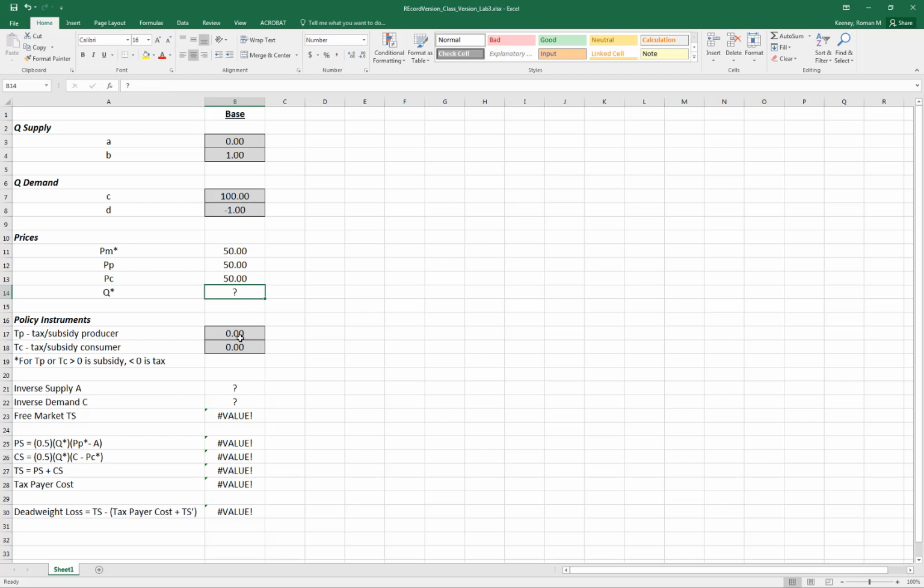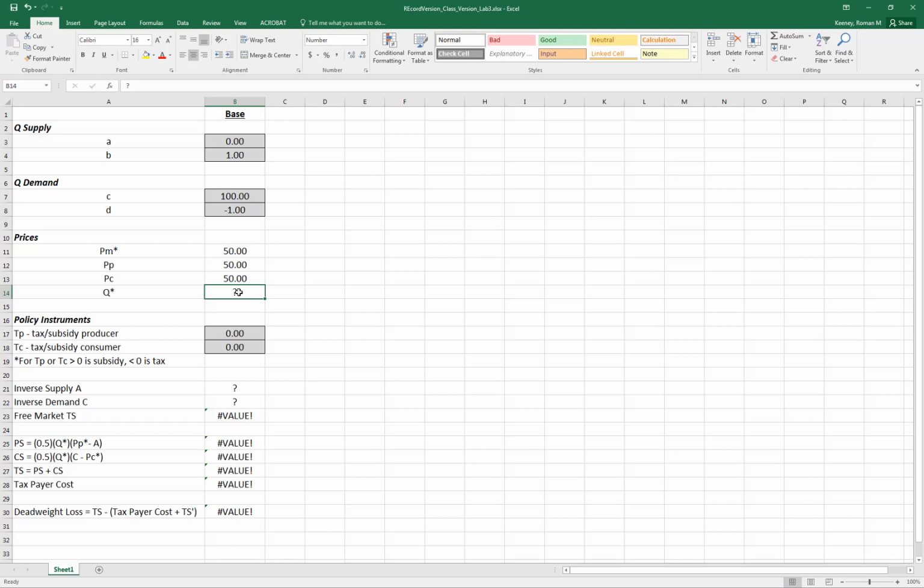Okay. And so we could come down here and put something in, and we should see adjustments, right? We should see that when you put in a tax or subsidy on the consumer side or the producer side, you start to get those things changing, and they do. Okay, but everything's linked through the market price. So PP and PC are determined relative to the market price.